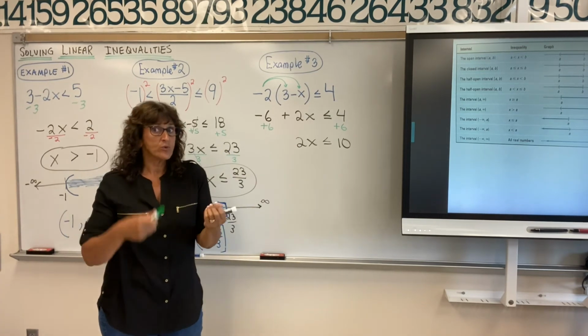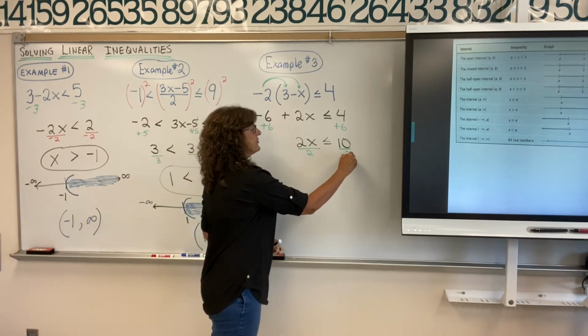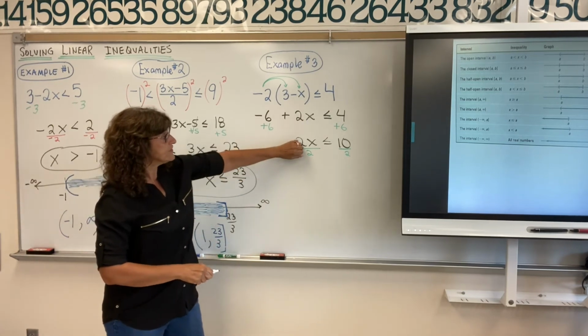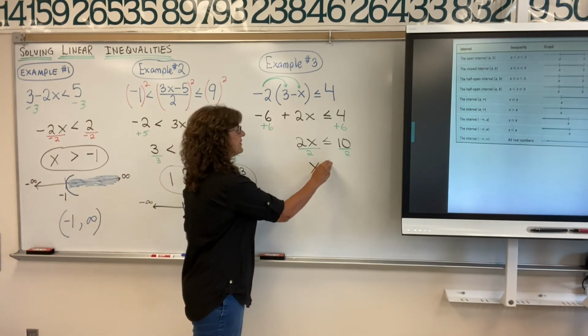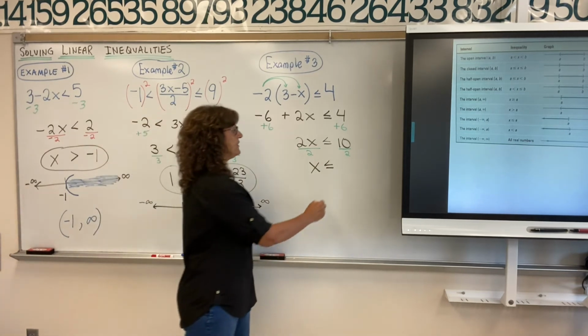Well, we don't want 2x. We're solving our inequality for x. Let's divide both sides by 2. The 2's cancel on the left, so you've got x by itself. Bring down the inequality symbol. 10 divided by 2 is 5.